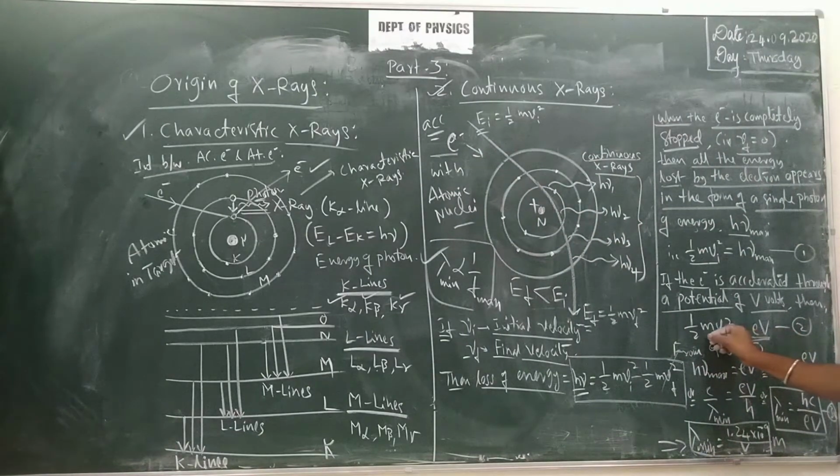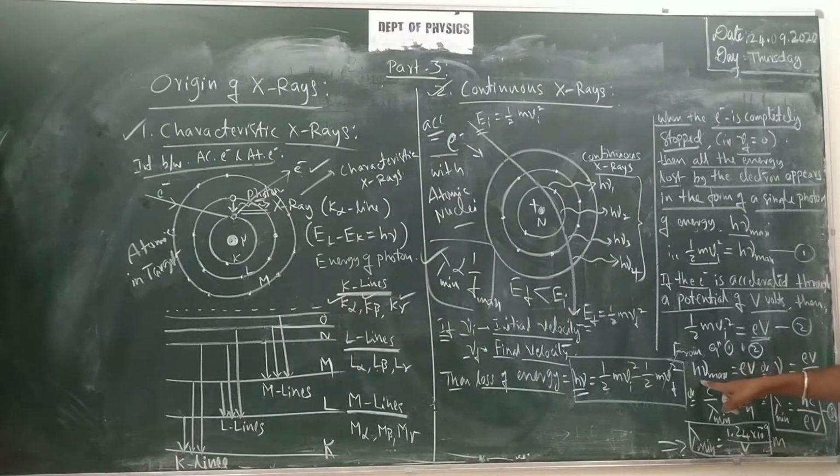So kinetic energy is obtained in that way. Kinetic energy, mv squared, depends upon the applied potential V times e, or e into V we can say. So that is equation 2. Now compare these two equations, from equations 1 and 2.